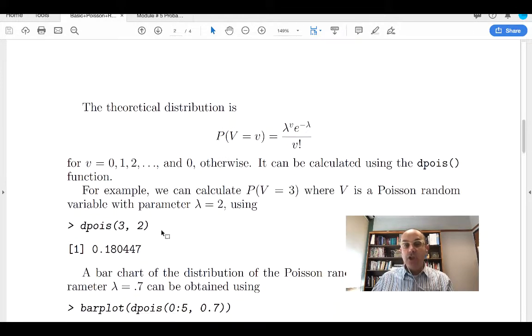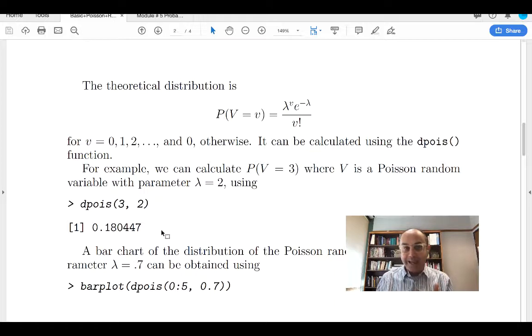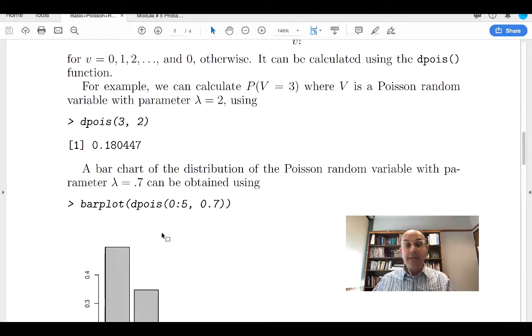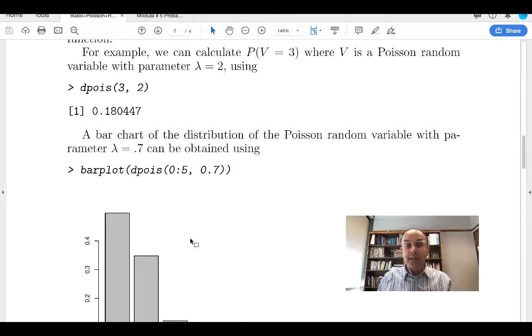The theoretical distribution in this case is a little bit more complex, and in this case the V can be equal to 0, 1, 2 or others, and it can be written using a function called dpois, which is a function that allows us to do that. So again, the same example, but in this case a different function. And in this function, V is equal to 3 and lambda is equal to 2. So in this case, it equals 0.18, and it will give us the idea of what it consists of.